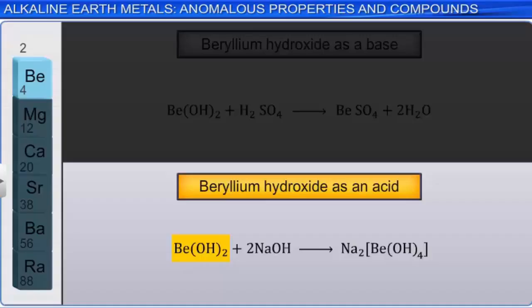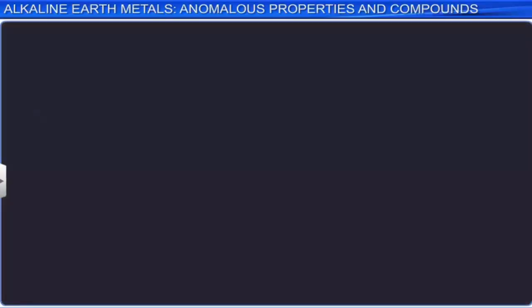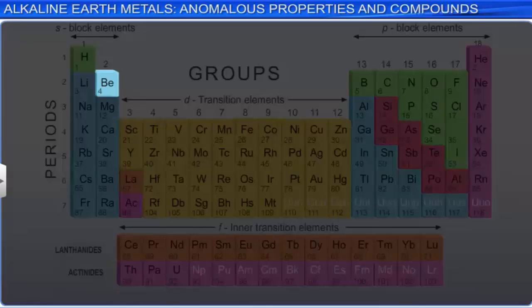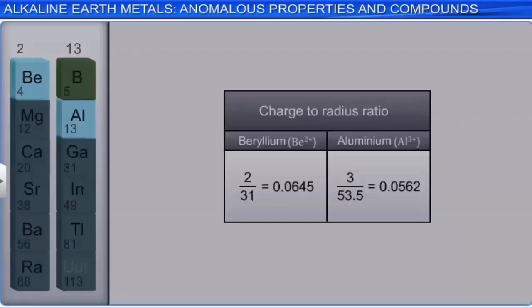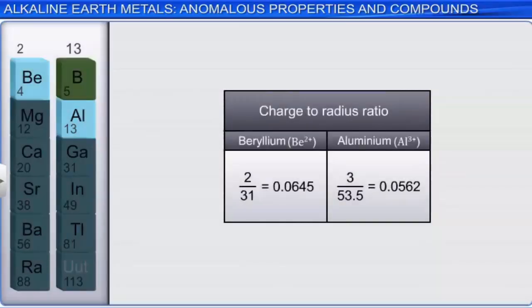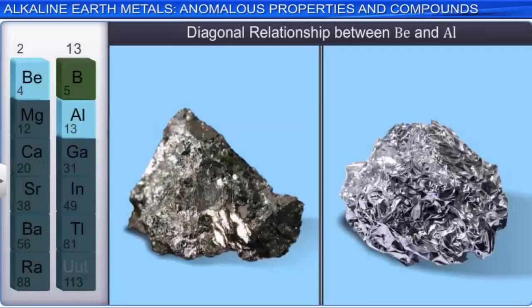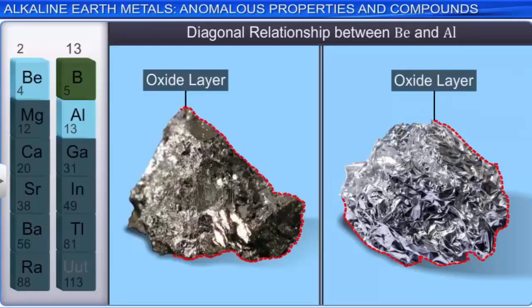In several ways, beryllium behaves more like aluminium than the other group 2 elements. It's worth being familiar with the details of this diagonal relationship. First, the beryllium ion and aluminium ion have similar charge to radius ratios as shown here. Neither beryllium nor aluminium reacts readily with acids due to the oxide film that both the metals exhibit on their surface. The hydroxides of both the metals dissolve in solutions of excess hydroxide to form complex ions.